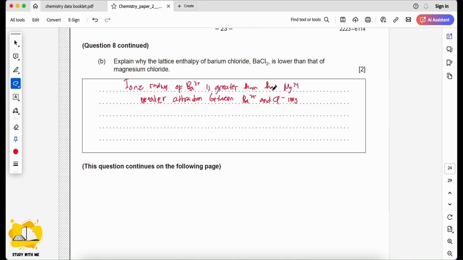Okay, Ba is in period 6, so it has more shells, therefore a bigger radius and bigger ionic radius. But Mg is in period 3. As the ionic radius increases, lattice enthalpy decreases. This is because larger ions have weaker attractive forces between them, resulting in lower lattice enthalpy. As you remember, lattice enthalpy is the energy required to break apart a solid compound into gaseous atoms. Because the ionic radius increases, the attractive forces decrease, so it's easier to break them apart.